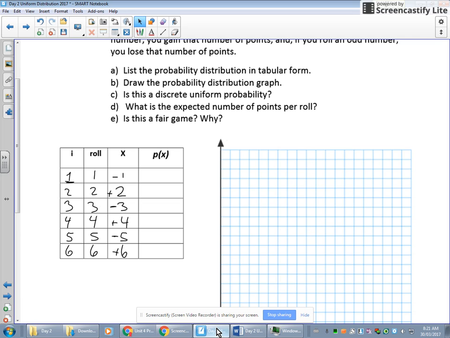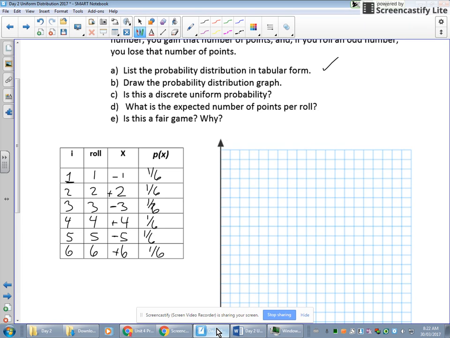Where are we? So assuming that these die are not loaded, then it's going to have an equal probability of each of these outcomes. So our probability of rolling a 1 is going to be a 1 in 6, a 2, a 1 in 6, a 3, 1 in 6. Each of these instances, we're expecting a 1 in 6 probability. So that ticks off the probability distribution chart.